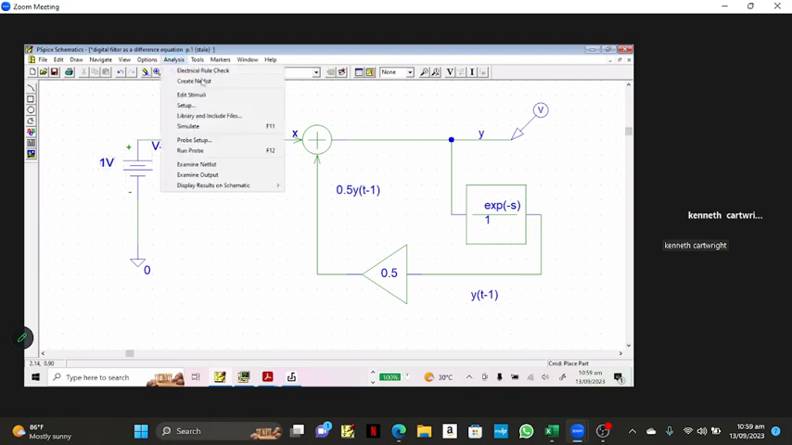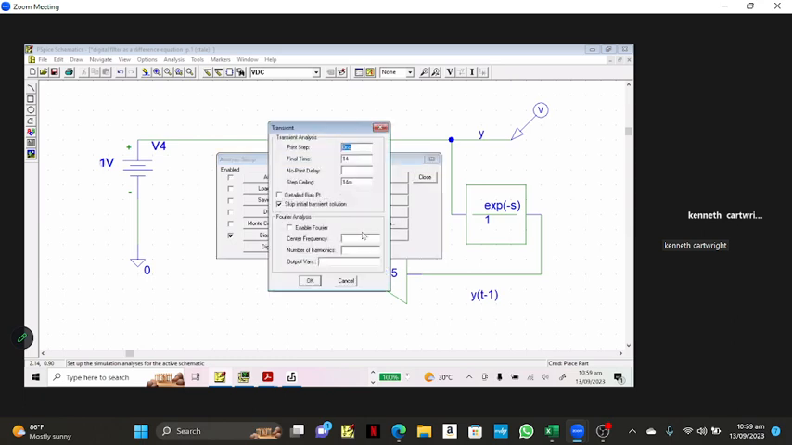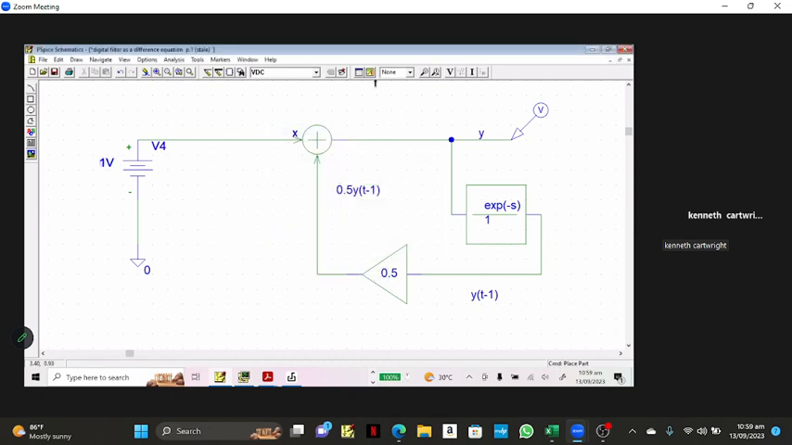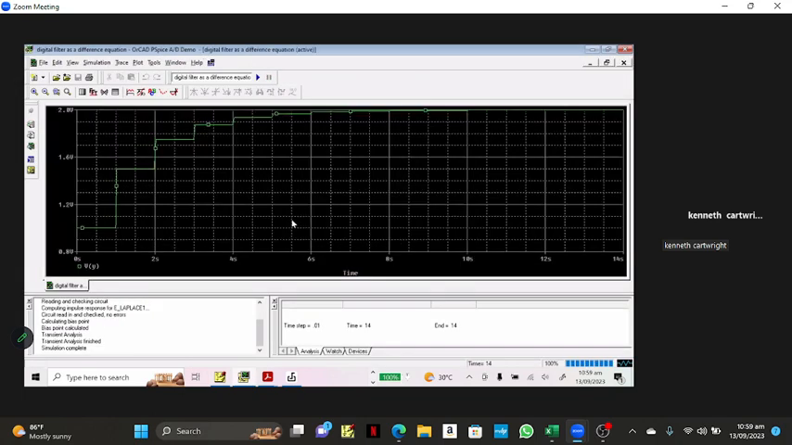And so I have to go and do a transient response. My final time has to be 14 seconds, so my step ceiling is 14 milli. And we simulate. Do you see it there? Do you see the step response I just showed you for digital, which is sample?